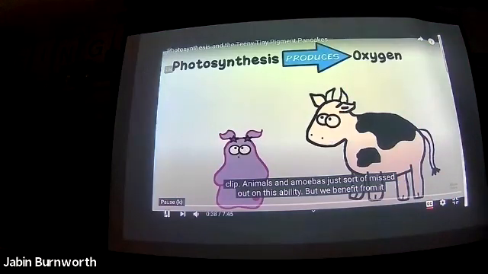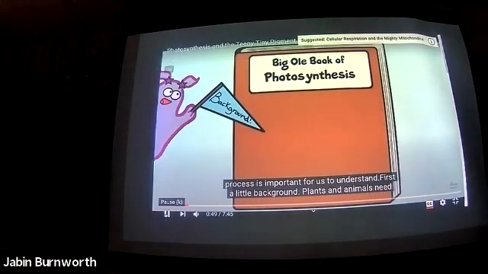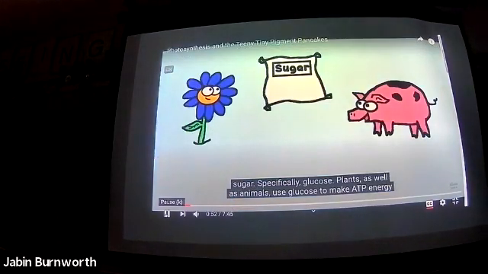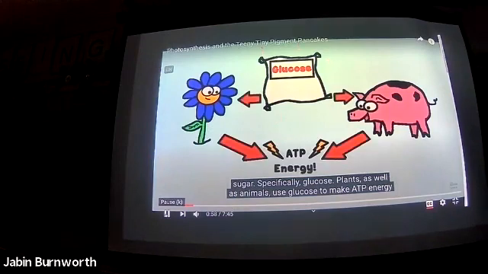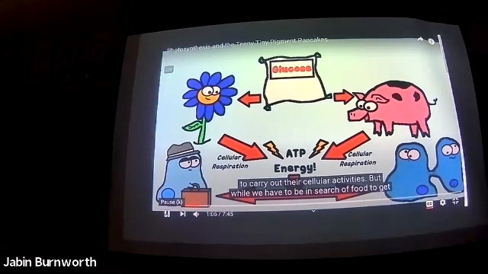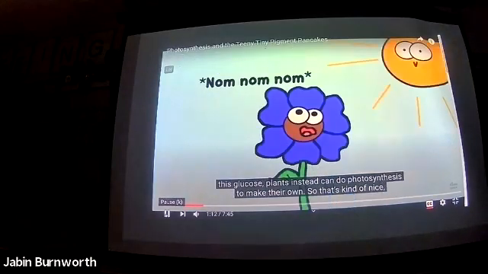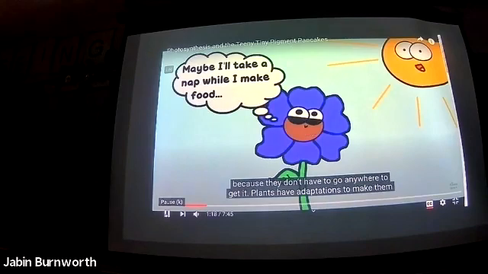But we do benefit from it greatly, as this process also produces oxygen, the very gas that we need in order to breathe. So this process is important for us to understand. First, a little background. Plants and animals need sugar, specifically glucose. Plants, as well as animals, use glucose to make ATP energy in a process known as cellular respiration. ATP energy is critical for cells to be able to carry out their cellular activities. But while we have to be in search of food to get glucose, plants instead can do photosynthesis to make their own glucose. So that's kind of nice because they don't have to go anywhere to get it.